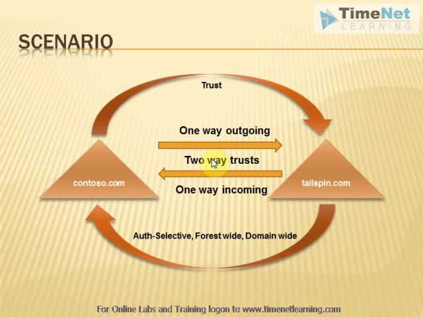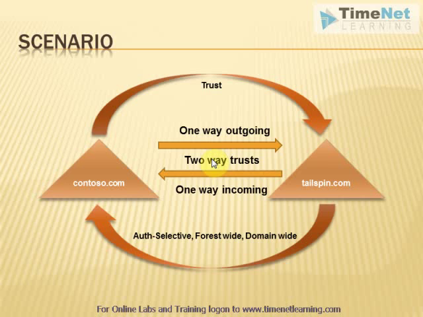And here you can see some types of trust relationships: one-way outgoing, two-way trust, one-way incoming. So these are some of the types of trust. There are a vast variety of authentication types and trust relationships that we can use. We will see them when we go to the lab. So the one-way outgoing means that the trust relationship is only outgoing. So the trust relationship will be in one-way direction.